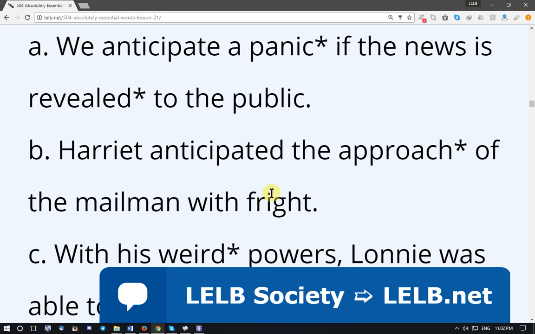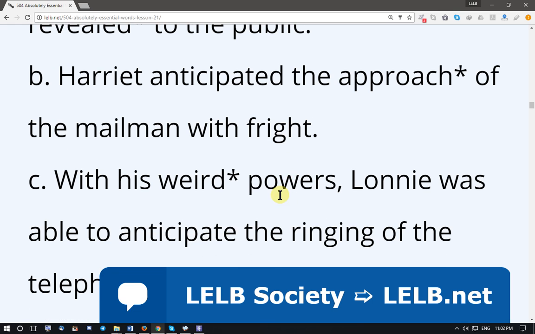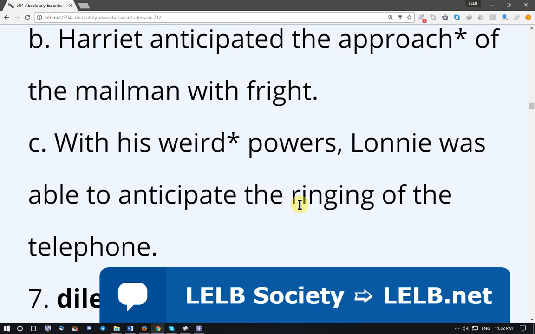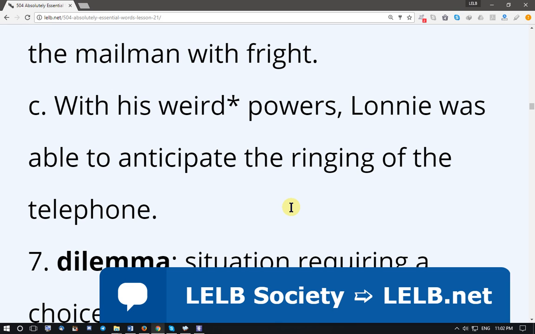Harriet just expected the approach or arrival of the mailman with fright. Some excitement, some threat, frightening, it was frightening. With his weird powers, strange, magical power, Laurie was able to anticipate the ringing of the telephone, so she could anticipate at which exact time the telephone started ringing.